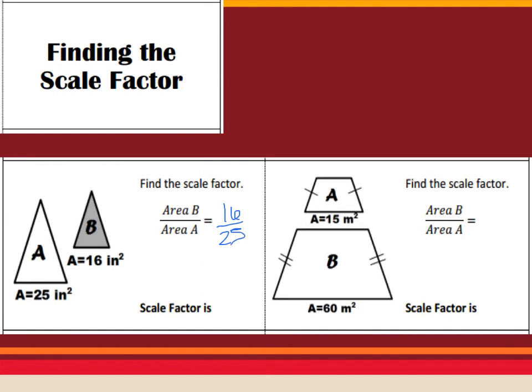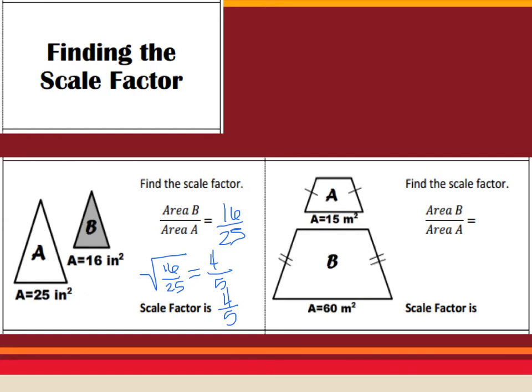Remember that the opposite of squaring something is to square root it. So we can find the square root of 16 25ths. We want to know what number times itself would equal 16 over 25. Well, the number times itself that is equal to 16, or the square root of 16, is 4. The square root of 25, well, 5 times 5 is 25, so the square root of 25 is 5. That means the scale factor that was used to change the shape was 4/5.